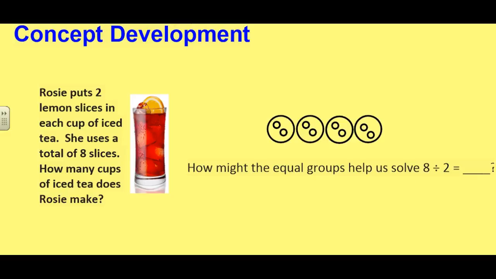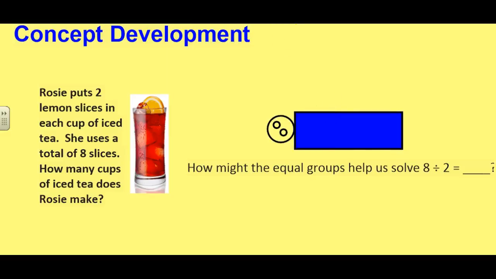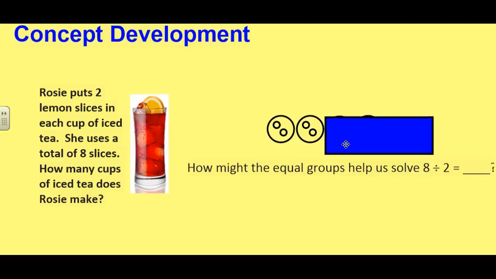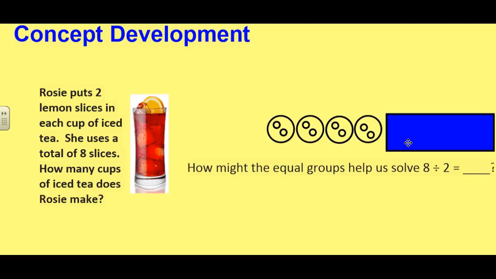So I'm going to cover this up real fast. We didn't really know that. Okay, we didn't know that there were going to be 4 cups. We knew that one circle could represent 1 cup, and we knew that she was going to put 2 lemons in each cup. So the way that we would have to figure it out is we'd have to keep adding a cup with 2 lemons in it until we used all of our 8 lemons, and that's how we came up with 4 groups, which would tell us that she was going to use 4 cups of iced tea.